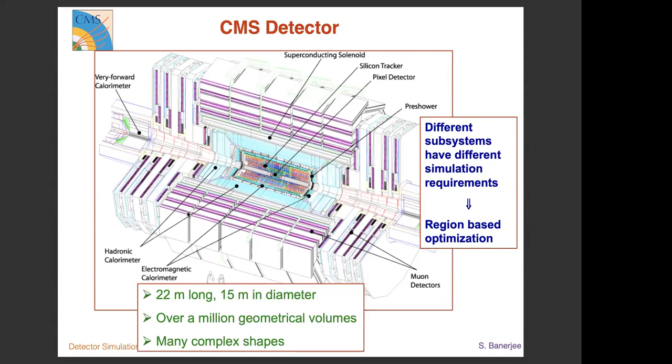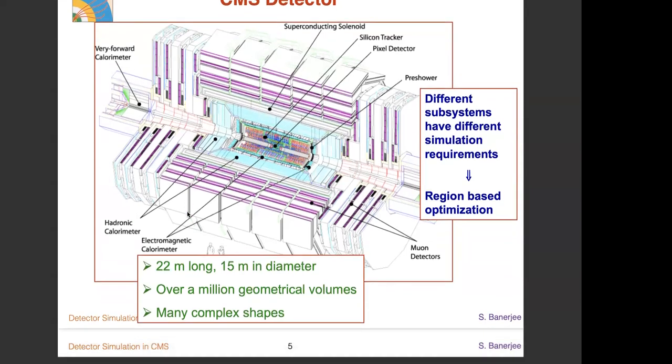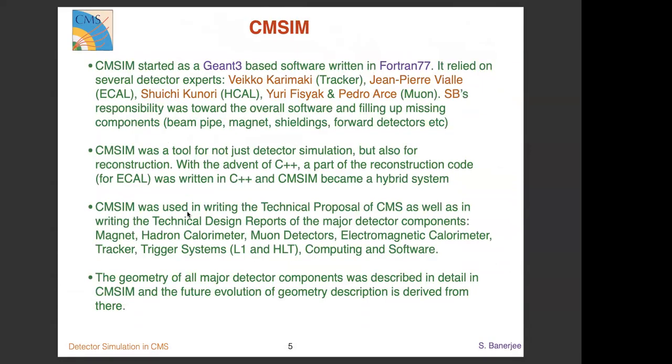So the main important thing is that though CMS has several detector components, each of the detectors has its own requirements. So we have to define a simulation package where we have a region-based optimization. CMSIM really started as a GEANT3-based software written in Fortran 77. It relies on several detector experts. For the tracker, it was Veikko Karimäki. For ECAL, we have Japia VL from, I think, Saclay, most likely. Shuichi Kunori for HCAL, and Uri Fischer and Pedro Arce for the muon system.